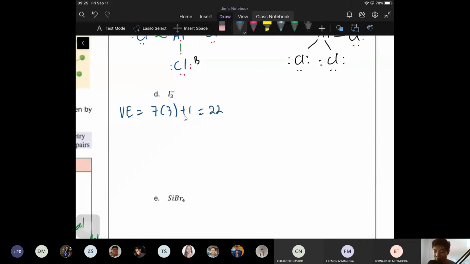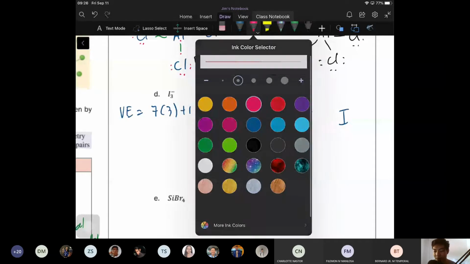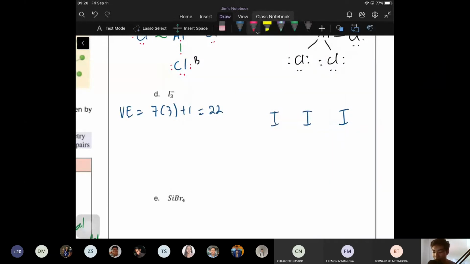Then ano gagawin ko? I will connect my atoms in a linear fashion. So isang straight line lang yan. Again, wag triangle. Baka Illuminati na yon. So you connect them first with a single bond. So connect ko muna siya with a single bond.